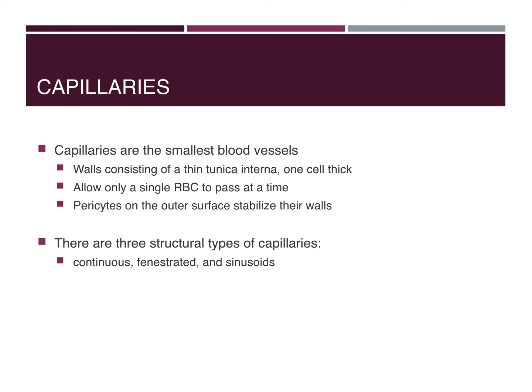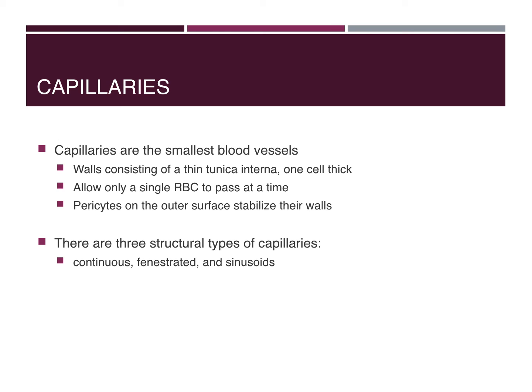So we have continuous. So continuous are going to allow for ions to move through and molecules like oxygen. So these are going to be found in the skin and muscles, and we'll be looking at those just in a moment. And then we have fenestrated. Fenestrated actually have little holes or fenestrations in there. So this is going to allow for larger molecules like proteins to move across. And then lastly, we have sinusoids. And sinusoid capillaries are actually going to have very large holes in the endothelial cells, and that's going to allow for even cells to move through.